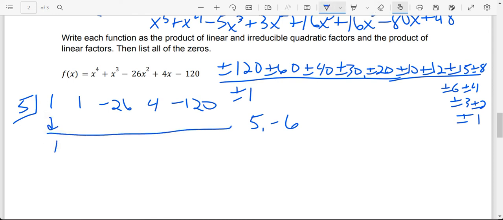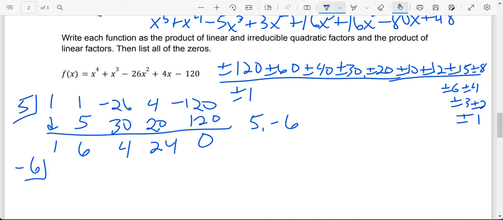Bring down the 1. 5, 6, 30. Bring down the 4. 4 times 5 is 20. Add it, you get 24. 24 times 5 is 120. Add it, you get 0. Good thing we got 0 there, or else it's not really a factor.